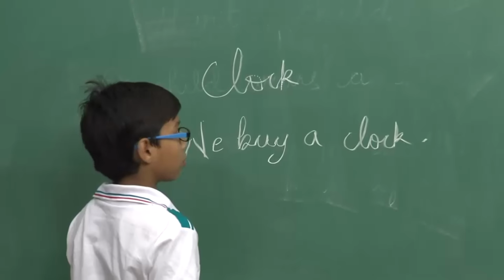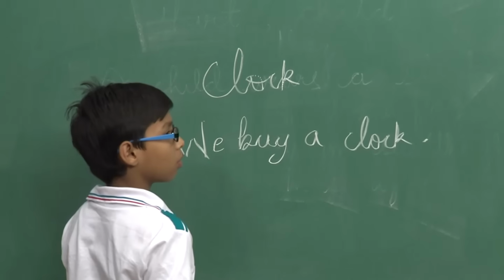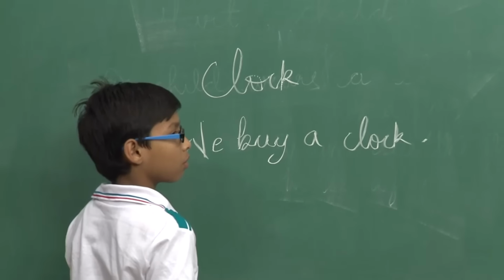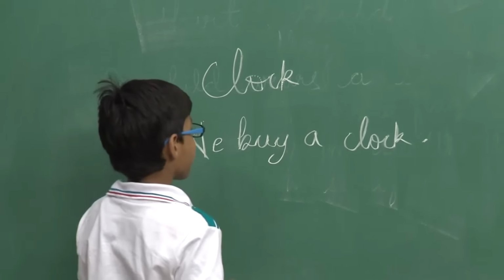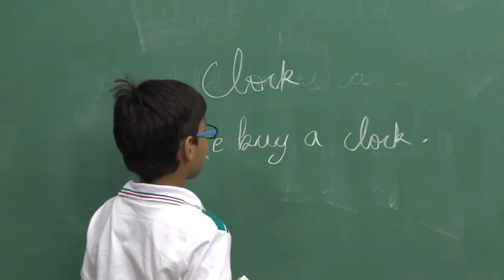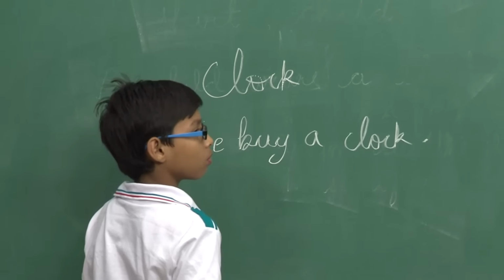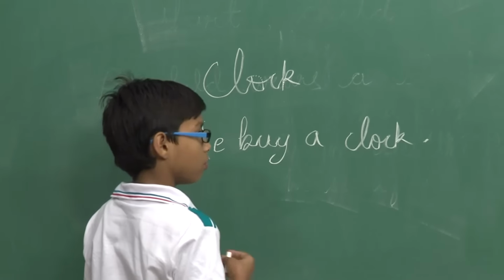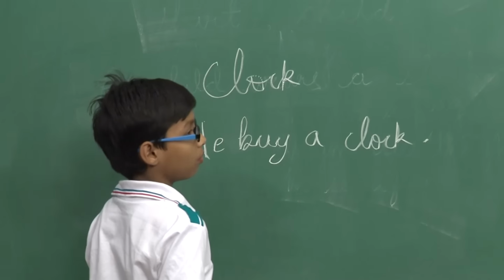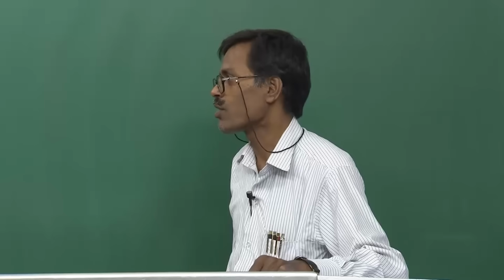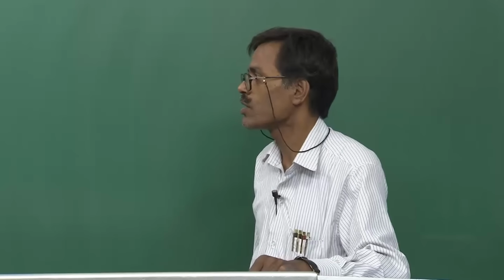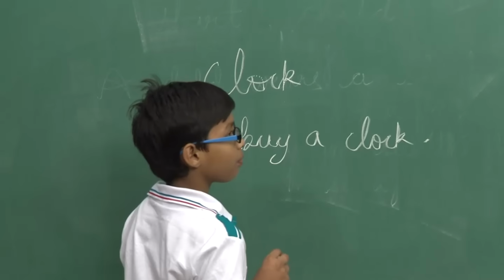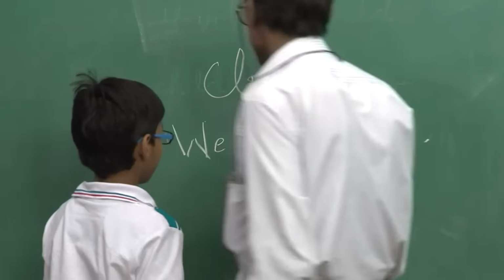इसका मतलब क्या निकला? हम घड़ी खरीदते हैं. हम लोग घड़ी खरीदते हैं. ठीक? हम लोग एक घड़ी खरीदते हैं. अगर बोलना चाहेंगे हम लोग एक घड़ी खरीदेंगे, तब क्या बोलेंगे? We will buy a clock. Fine? So, यहाँ पर जो है एक will लगा दिया जाएगा तब.